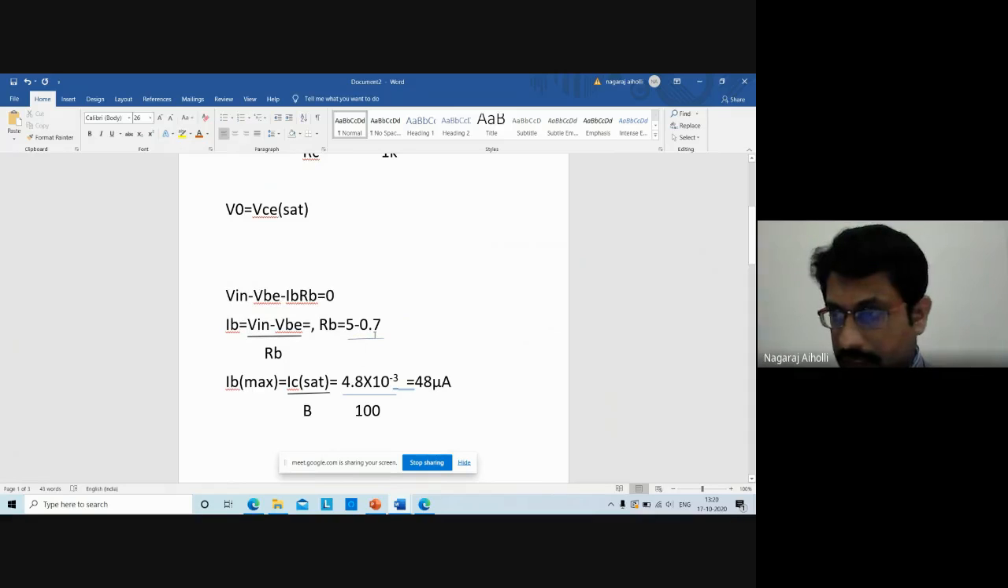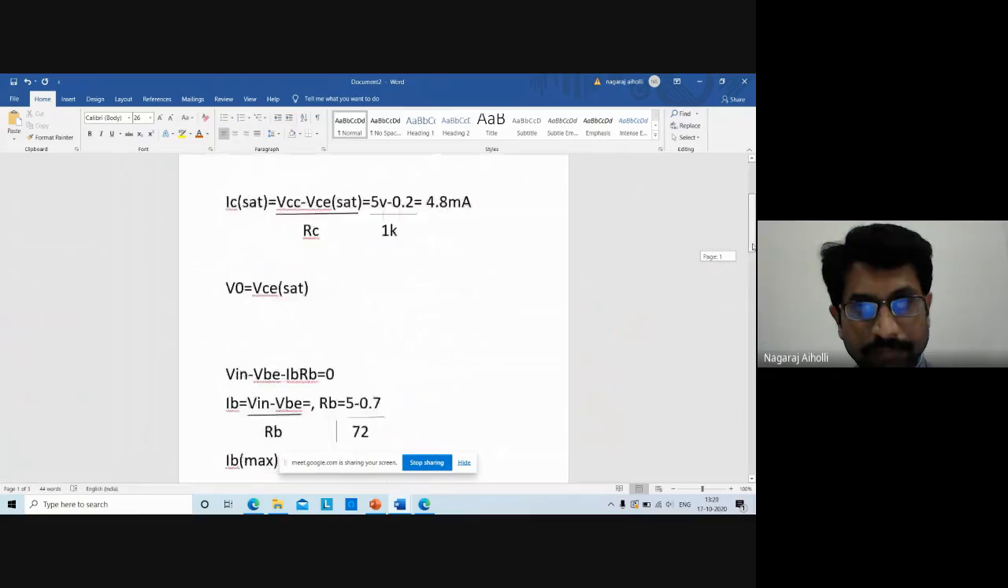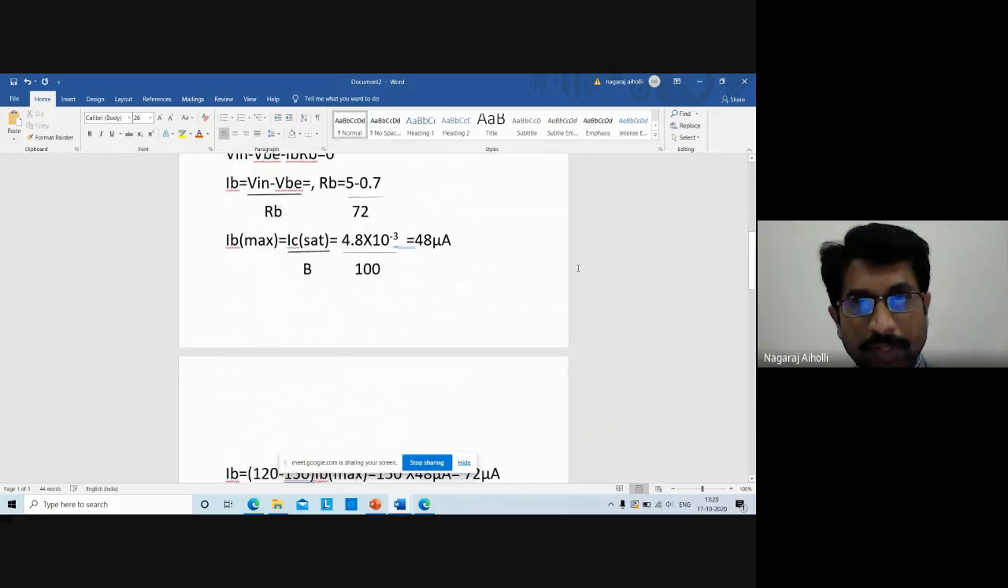So IB is how much, students? How much did you get previously? 72 microampere. Then substitute that value here. After substituting 72 microampere, just find out the answer here. 5 minus 0.7, divided by 72 microampere.